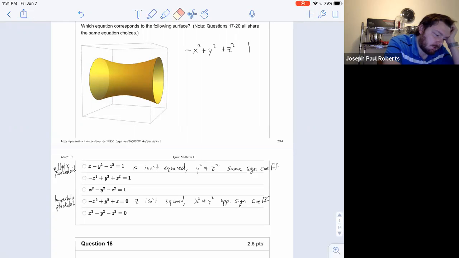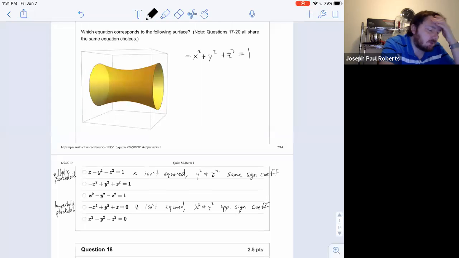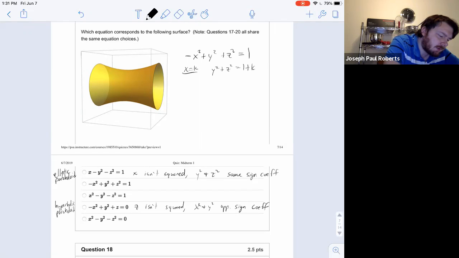With those, I don't like to try and memorize what they correspond to. I like to look at the different traces. For example, for this equation, I'll do the x equals k traces because x is sort of the odd variable. It has the different sign compared to the others. So y squared plus z squared is 1 plus k squared, and that is always at least 1, which means that it's not missing any of the cross sections, and therefore this is the one-sheet hyperboloid.